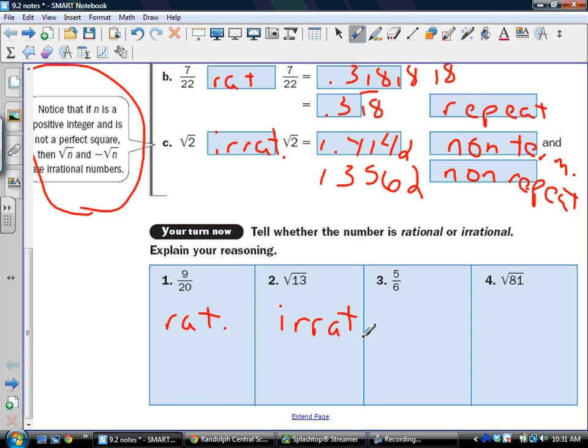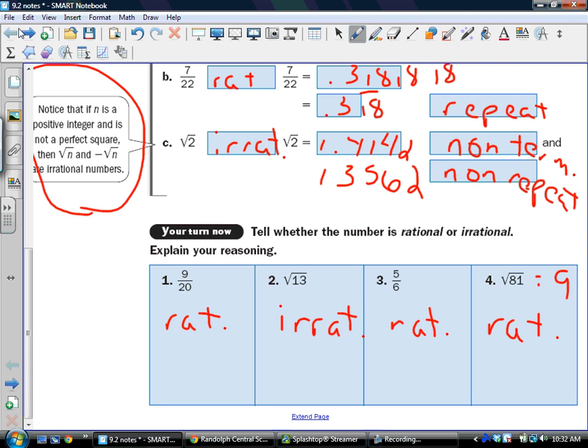Okay, so number 3, again, just like number 1, that's going to be rational just because it's a fraction. Okay, sorry, a fraction, that's the definition of a rational number. Number 4, I'm going to go back up to this here, say, okay, if what's underneath is not a perfect square, then it's irrational. So look at 81. Is that a perfect square? Yes, it is. The square root of 81 would be 9. So again, this is actually a rational, because what's underneath is a perfect square.